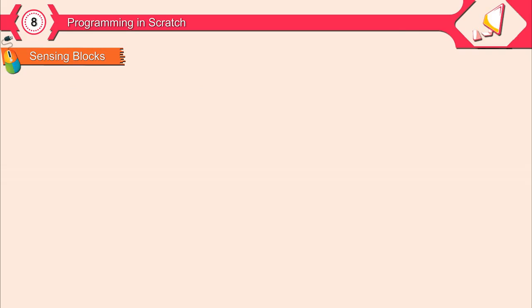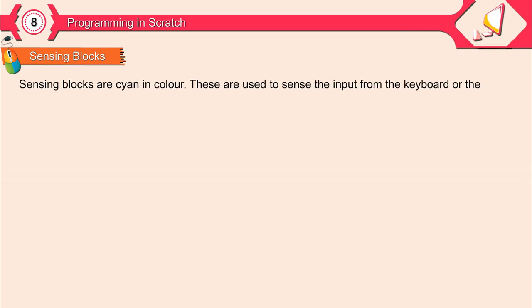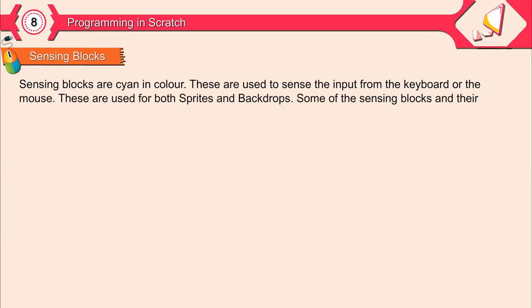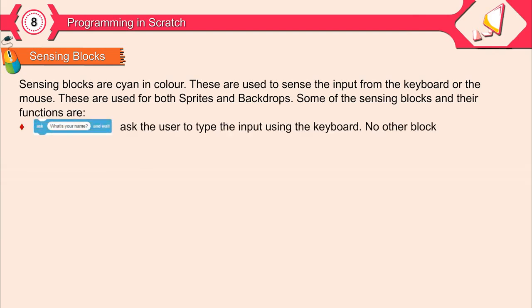Sensing blocks. Sensing blocks are yarn in color. These are used to sense the input from the keyboard or the mouse. These are used for both sprites and backdrops. Some of the sensing blocks and their functions are: ask "What's your name?" and wait. Ask the user to type the input using the keyboard. No other block runs at that time.